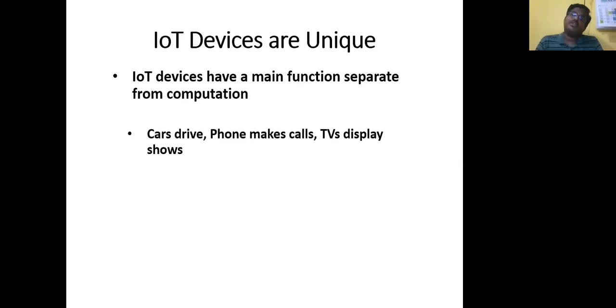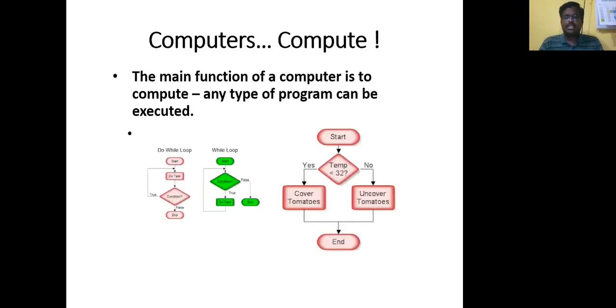Similarly, the main purpose of the TV is to display shows, and now it has become smart, by which even a Skype meeting or a Zoom meeting can be conducted with the help of the smart TV. But apart from this, these IoT devices are very unique, and they do only a function which is specific to a task. Whereas a computer's main function is to compute.